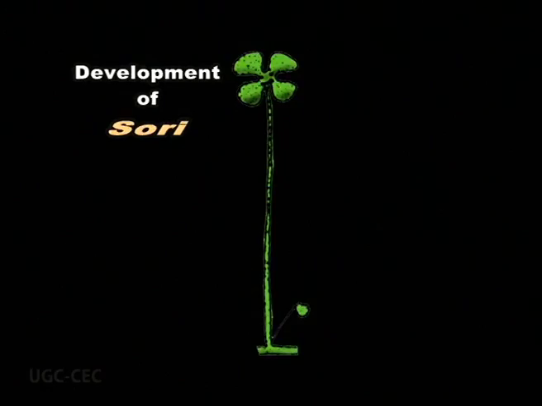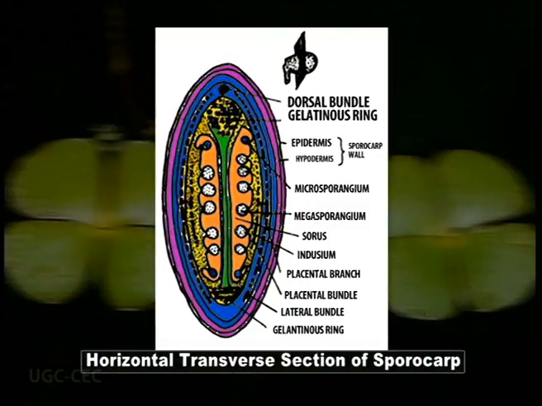Then sori. When we cut the horizontal section of the sporocarp, a ring appears in the form of dorsal and ventral mass. In this plan, both micro as well as megasporangia are visible as sori. These sori are the reproductive structures arranged in two alternating rows in the cavity of the sporocarp. It is surrounded by an indusium, that is a layer which surrounds this sorus.